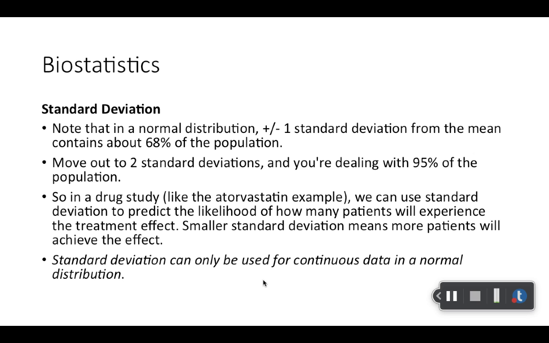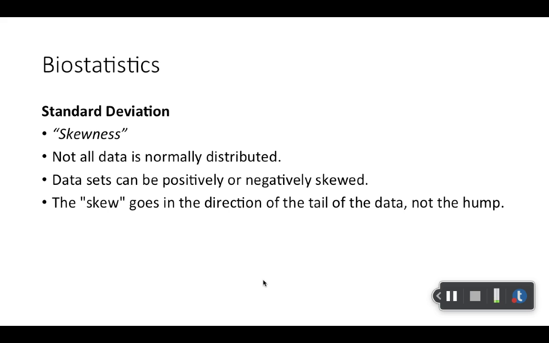Okay, and then fun fact, standard deviation can be used for continuous data in a normal distribution. There can be skewness, or skews. Not all data is normally distributed, and the skew can be positive or negative. When they're talking about positive or negative, it's about the skew direction: positive, to the right, or negative.